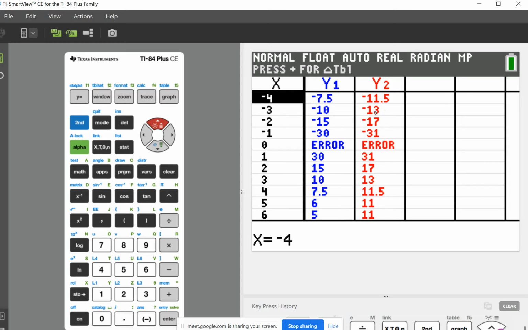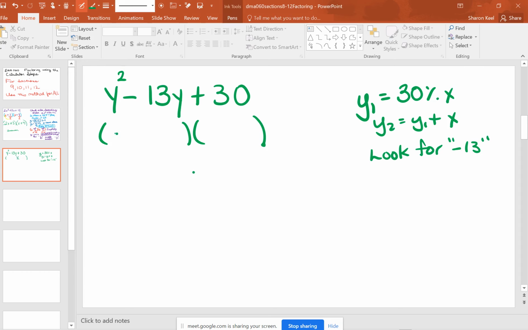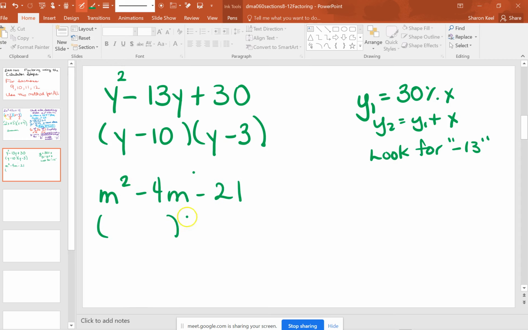So that means I've got to use a negative 10 and a negative 3. That's what I'm going to put in my 2 columns. So y minus 10 and a y minus 3. There's nothing to divide by, nothing to simplify by, because there were no other values there. Let's try another one like this. m squared minus 4m minus 21. We're going to factor the two terms.